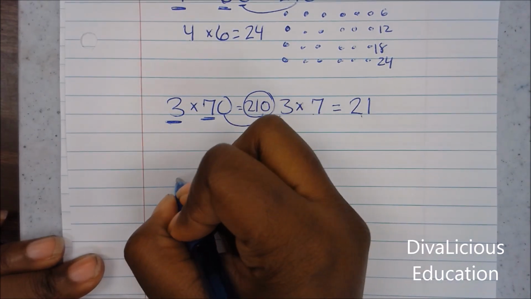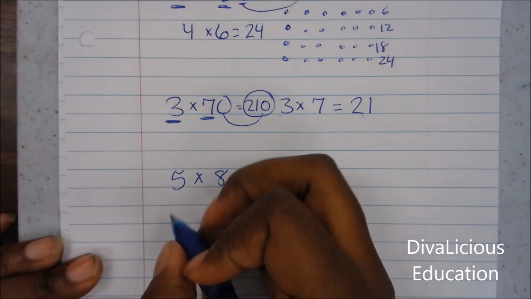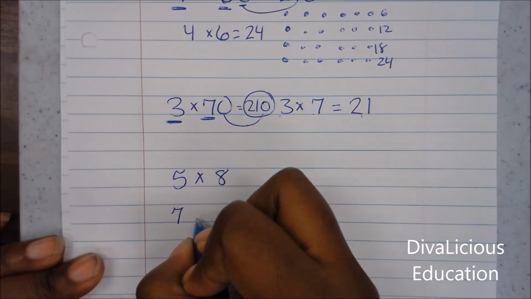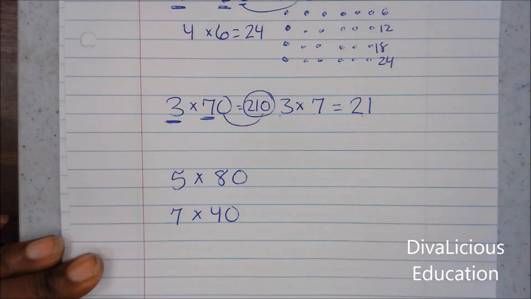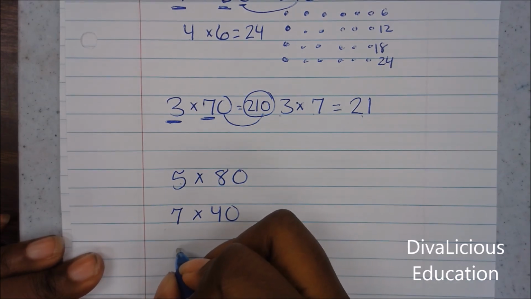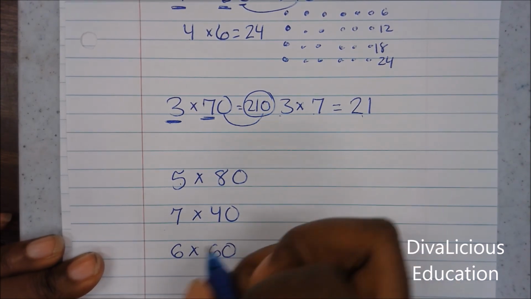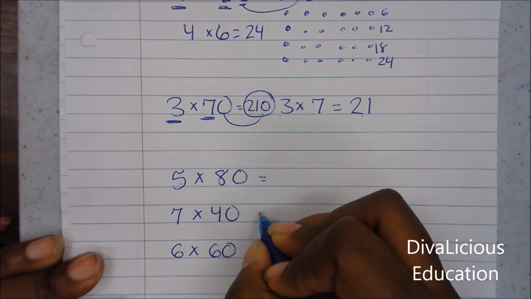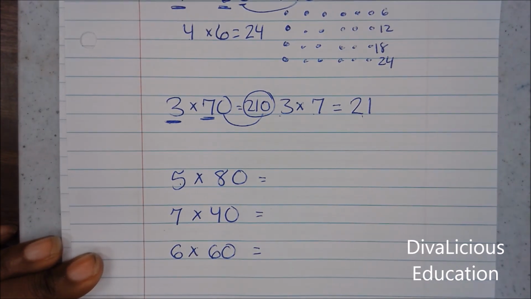Here are a few more that you can try. Let's try 5 times 8. 7 times 40. And 5 times 80. Let's fix that one. 7 times 40. And one more to try. Try 6 times 60. Pause the video and give those a try. Then hit play and check your thinking.